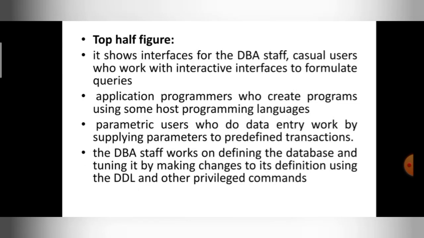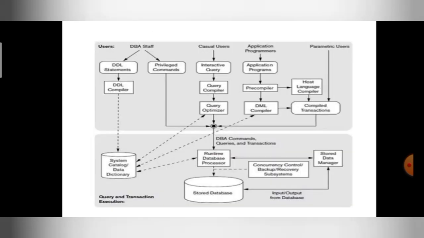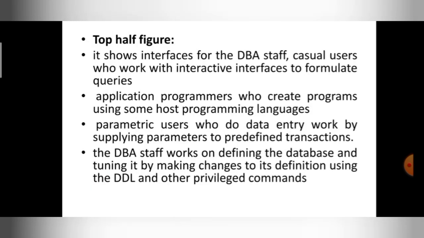Right. Next, parametric users who do data entry work. That means they do the repeated, more frequent work, right? So they can use a predefined transaction. You can see there, parametric users can use compiled transactions, that is, predefined transactions. I told you, suppose you want to save the program, you can use a function key F2. If you are doing something repeatedly, you can use the keys to make your job easy. Hope you are understanding, right?